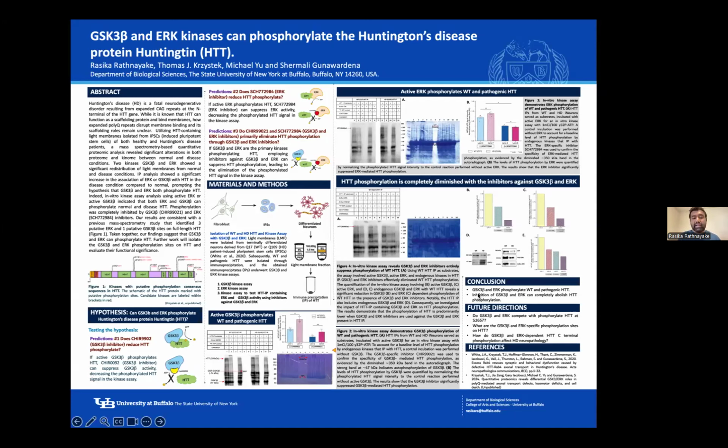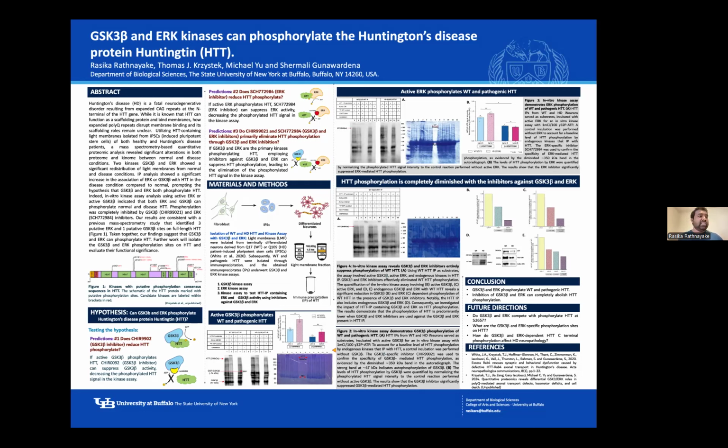With all these findings so far, we can conclude that GSK3 beta and ERK can phosphorylate both the wild type and pathogenic form of Huntingtin. And also it's concluded that inhibition of GSK3 beta and ERK can completely abolish Huntingtin phosphorylation under healthy and pathogenic conditions.